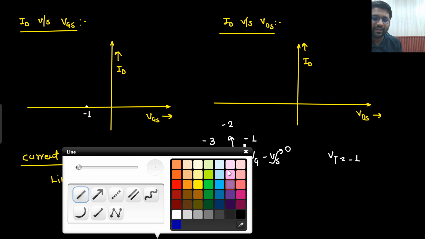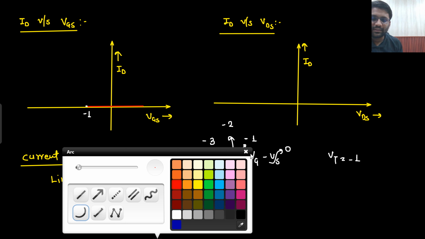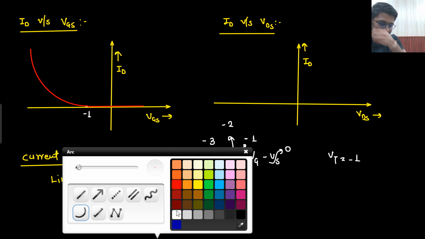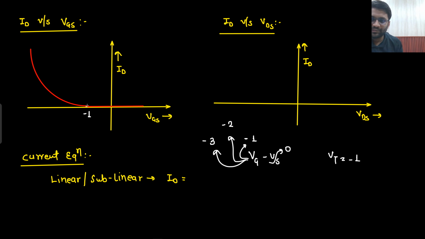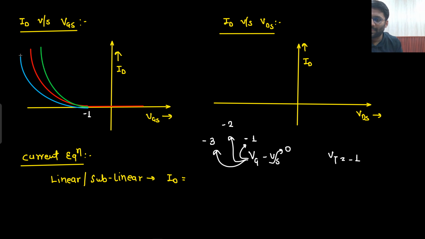So what kind of graph you will be getting? Sir, I will be getting this kind of graph. Till this point it is not on. After that, sir, it is on like this. Other characteristics also you can see. These other characteristics also we can see.